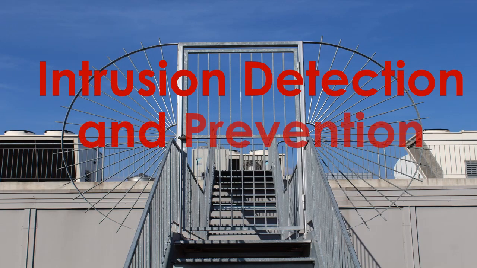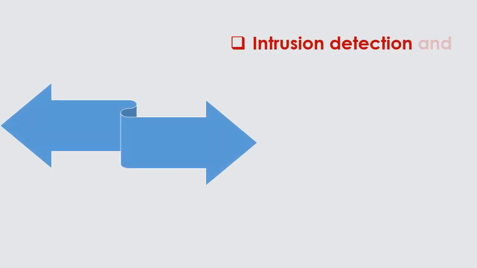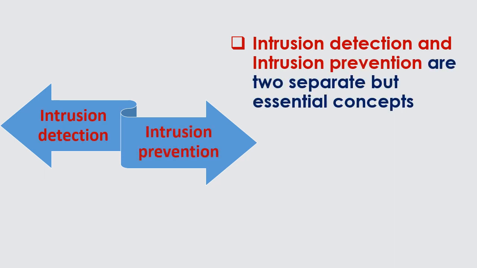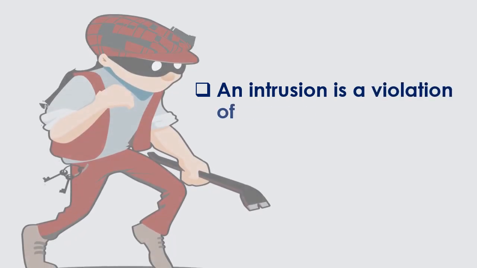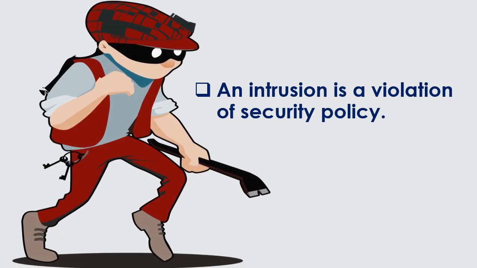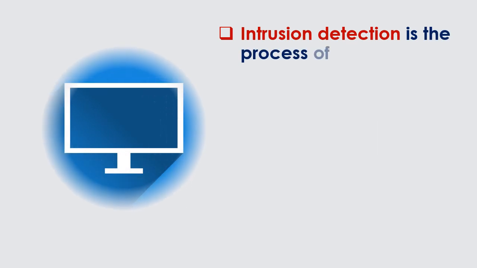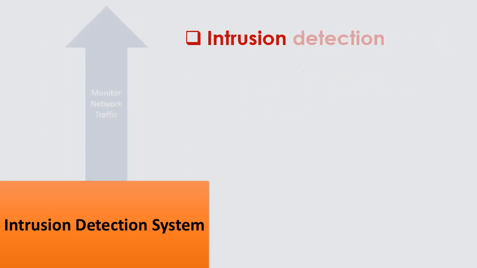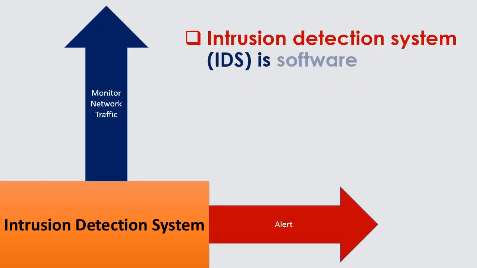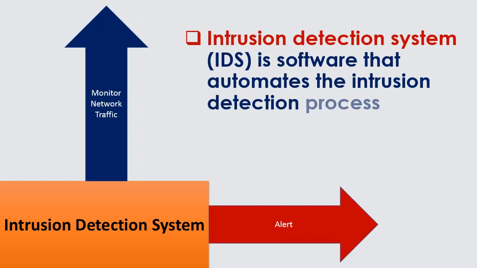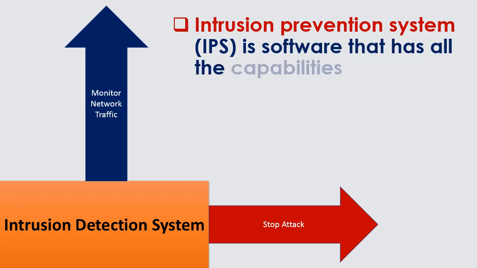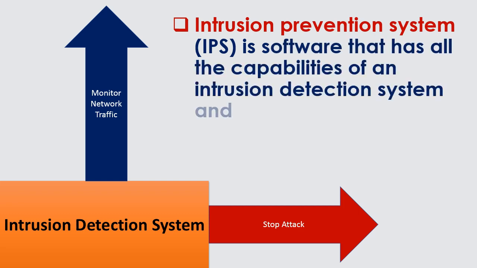Intrusion detection and prevention. Intrusion detection and intrusion prevention are two separate but essential concepts. An intrusion is a violation of security policy. Intrusion detection is the process of monitoring the events occurring in a computer system or network. Intrusion Detection System, IDS, is software that automates the intrusion detection process. Intrusion Prevention System, IPS, is software that has all the capabilities of an intrusion detection system and can also attempt to stop possible incidents.